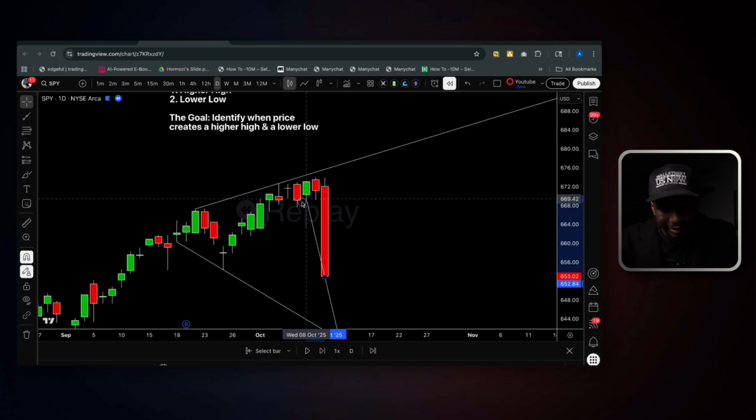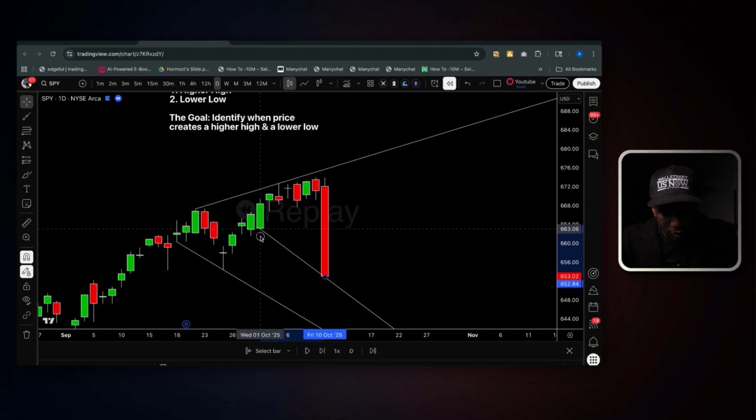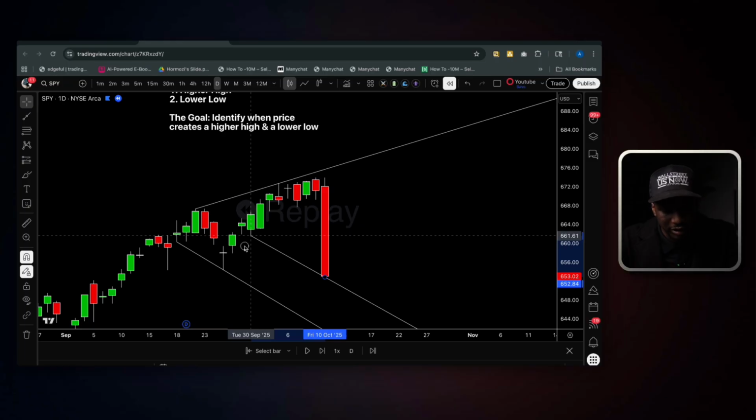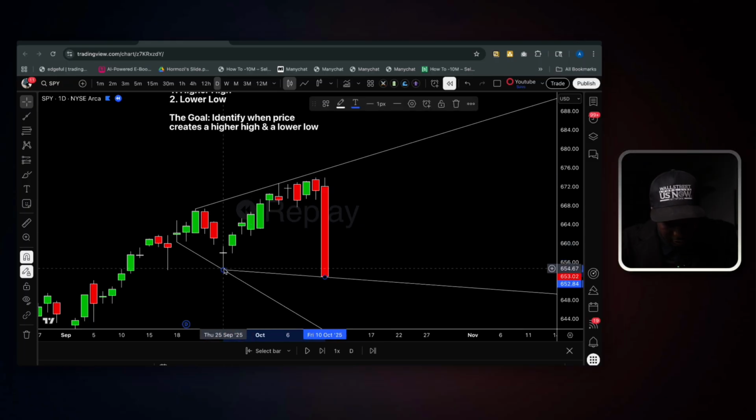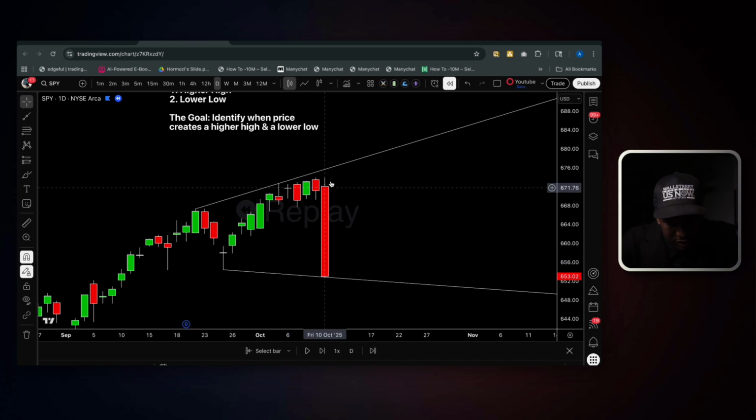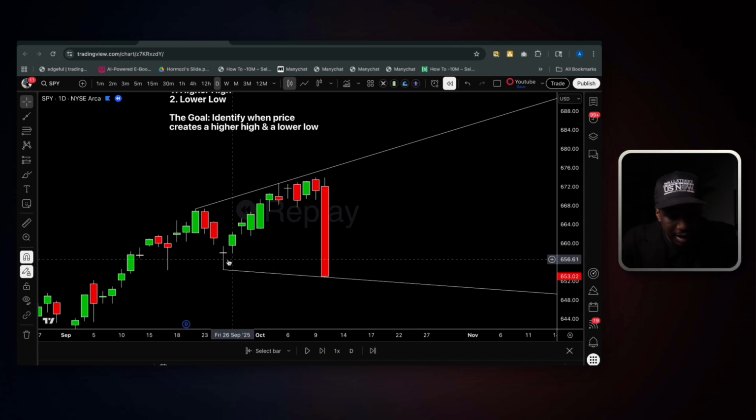We clearly took out that low, and that low, and that low. And we also took out this low. So this whole series of lows, we stopped those people out.